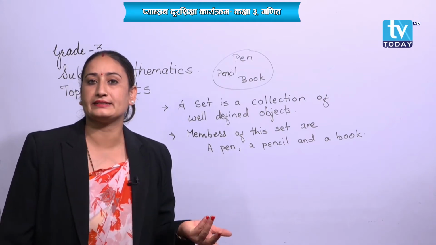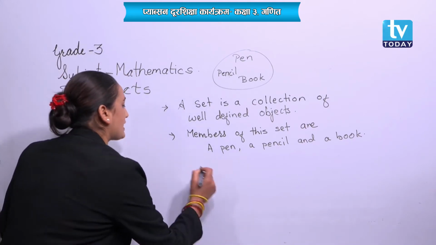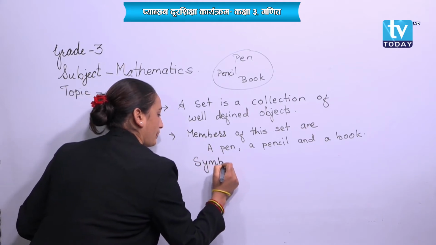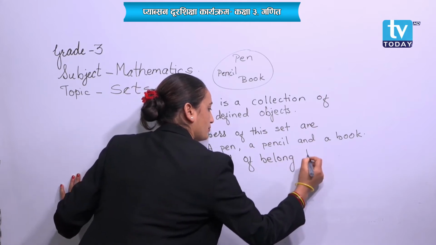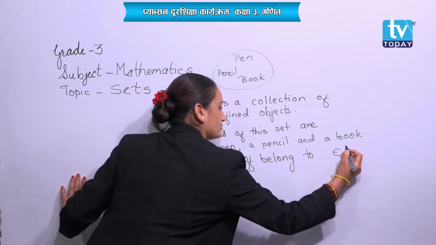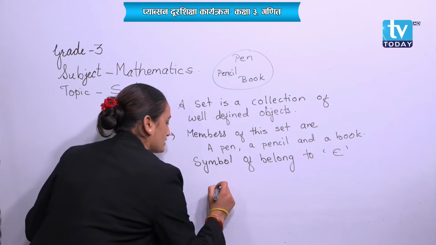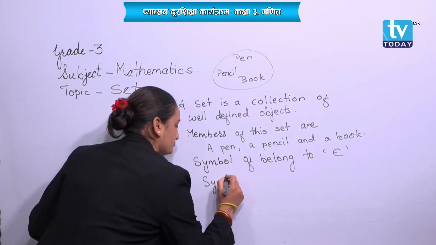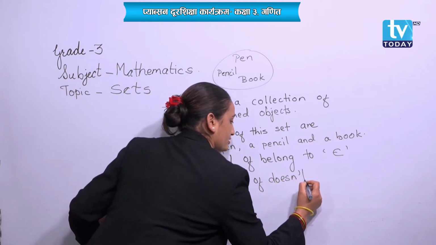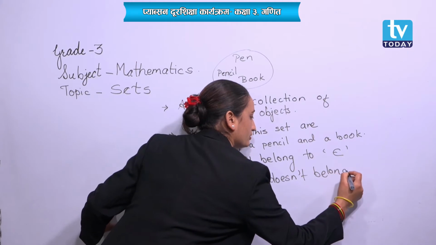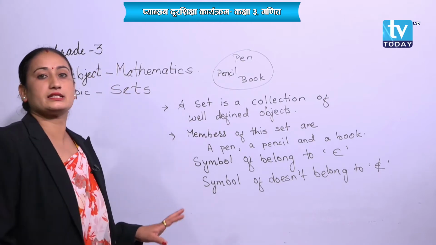So, how to write it? See here the symbol for belongs to. Please write down the symbol. Symbol of belongs to. This is the symbol for belongs to. And the symbol of doesn't belong to. This is the symbol for doesn't belong to.